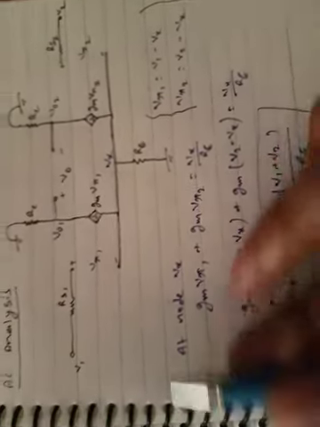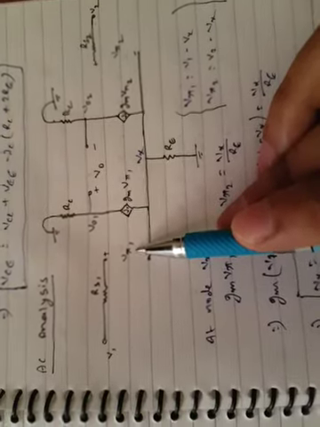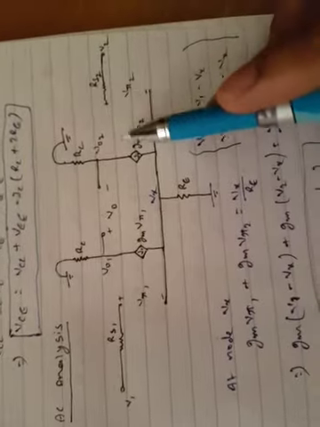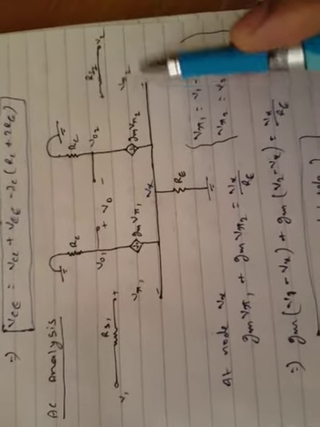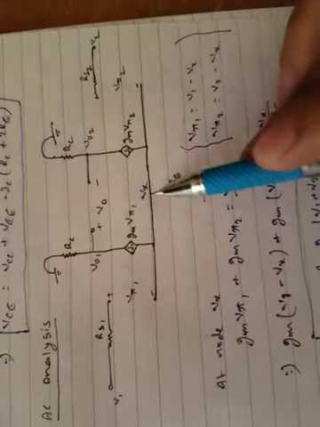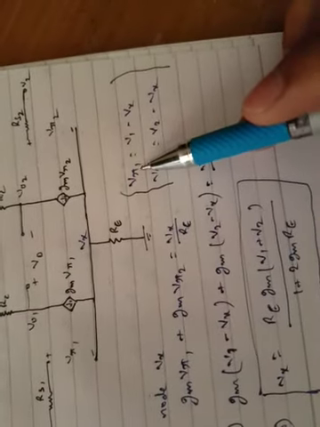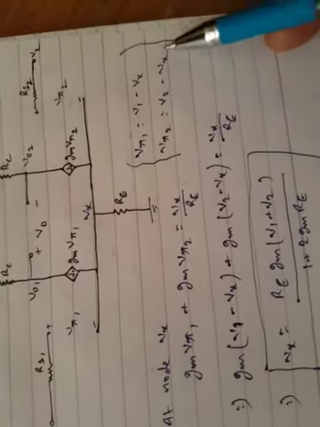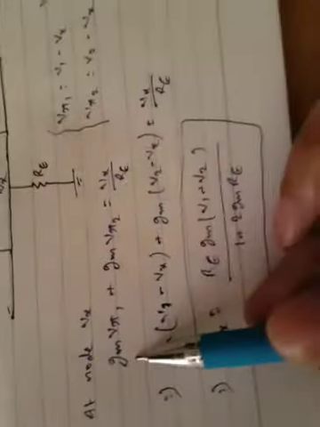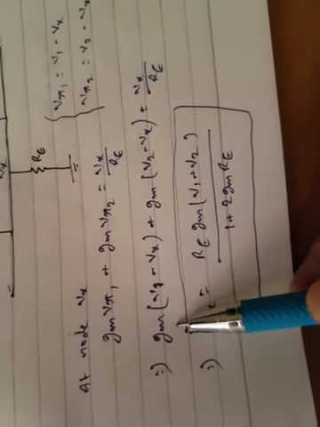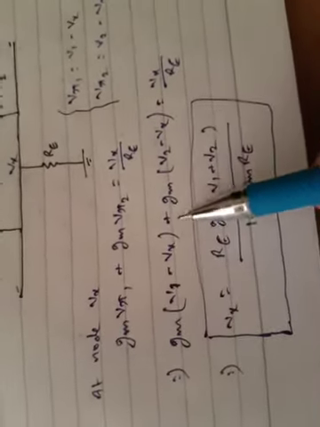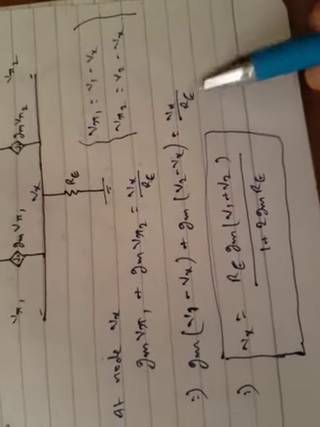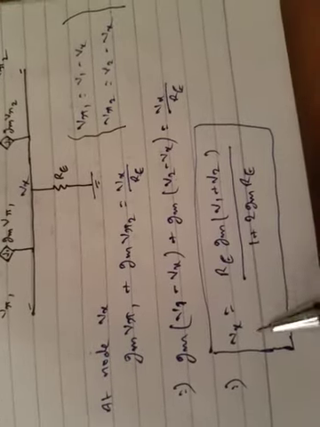Now we can write V pi 1 as V1 minus Vx. Similarly, V pi 2 will be V2 minus Vx. So we write here V pi 1 equal to V1 minus Vx, V pi 2 equal to V2 minus Vx. If we put these values in this equation, we get gm into V1 minus Vx plus gm into V2 minus Vx equal to Vx by Ra. From this equation, we find the value of Vx.